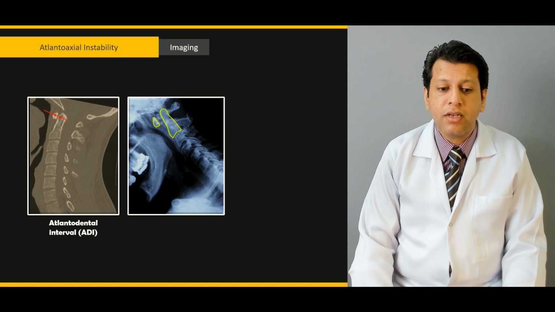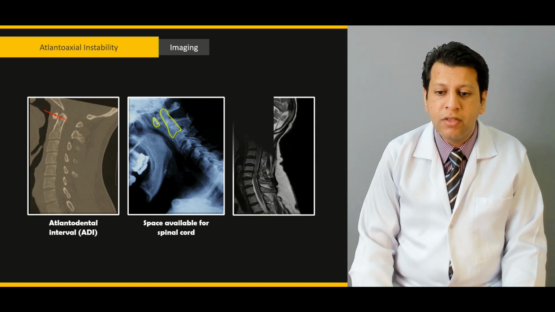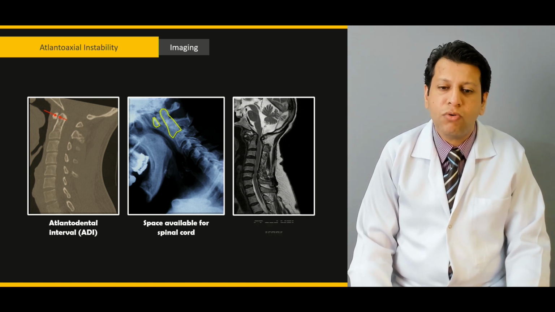And you have to calculate the RD and then the space available for the cord, or PADI, or posterior atlanto-dens interval. And when you get a lateral view, usually you see a basilar invagination, which may be seen due to the atlantoaxial rotatory instability.